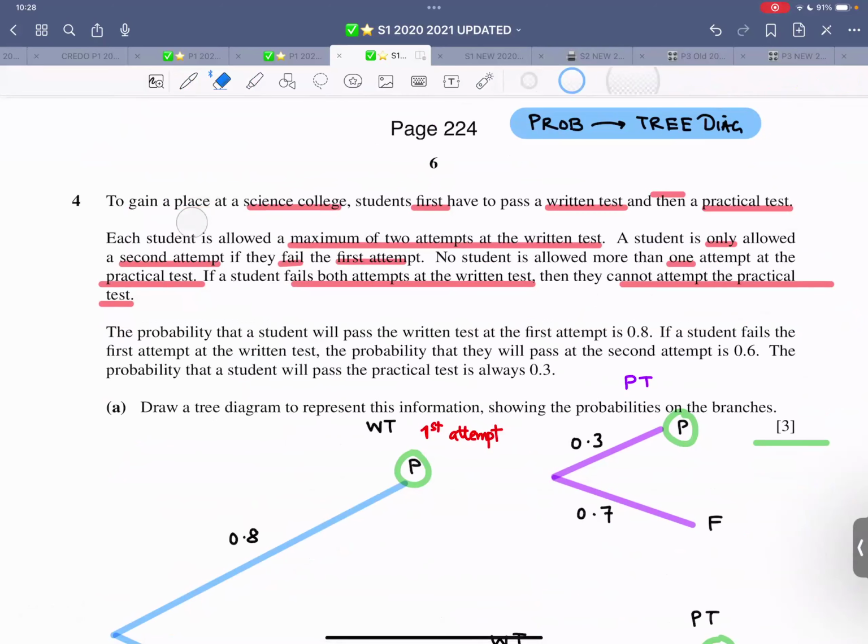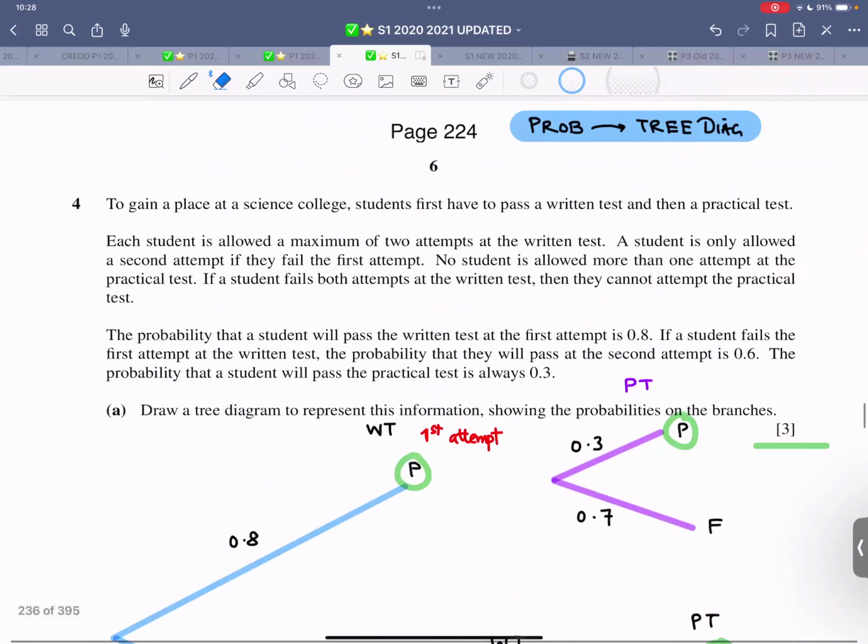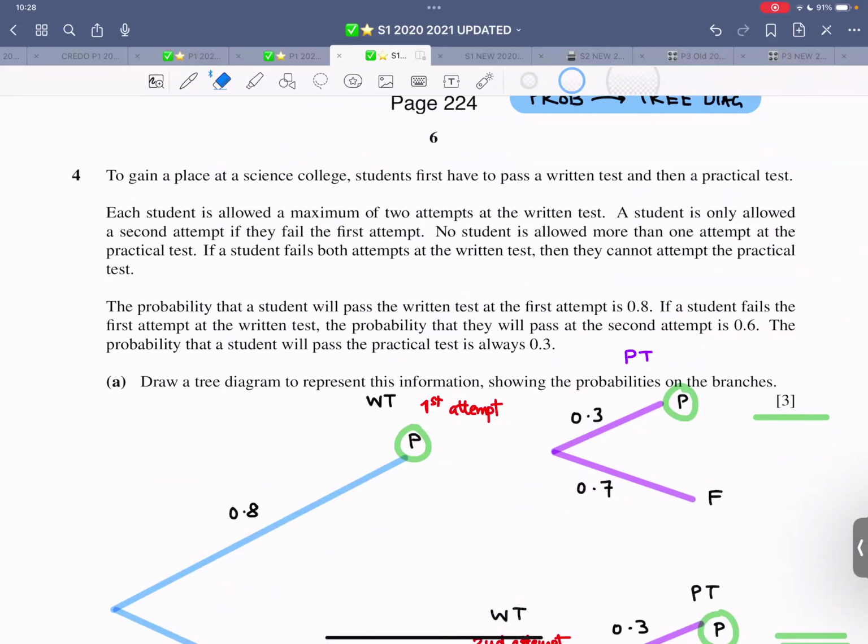Question number 4. So let me just remove this thing, and then we can focus on this one. This is a probability question. It's a big paragraph. First of all, it says to gain a place at a science college, students first have to pass a written test, and then a practical test. So it has to be in this order: first written and then practical.